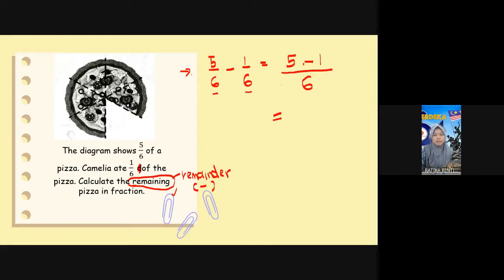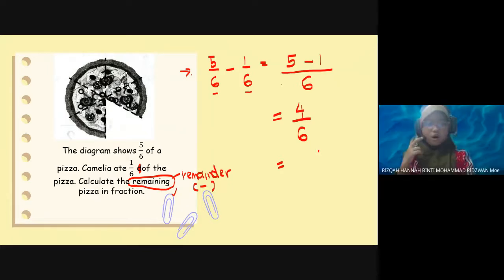So, 5. Yes, Dayang Rania. 4/6. Yes, Dayang Rania. That is correct. 4/6. So, 5 minus 1 is 4. And 6 remain lah. Kekal lah dekat situ. Now, class. Is this our final answer? Is 4/6 our final answer? No.